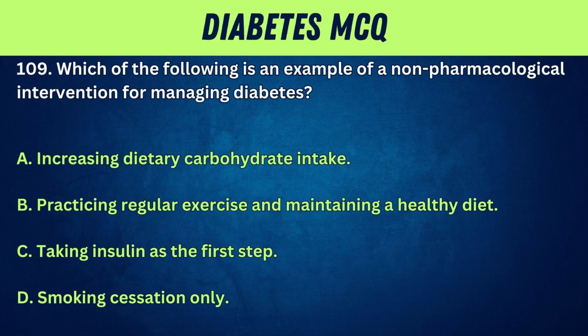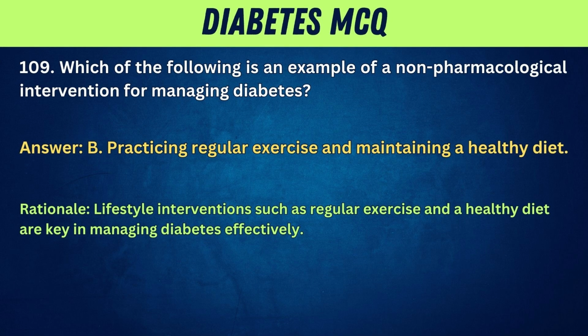109. Which of the following is an example of a non-pharmacological intervention for managing diabetes? A. Increasing dietary carbohydrate intake. B. Practicing regular exercise and maintaining a healthy diet. C. Taking insulin as the first step. D. Smoking cessation only. Answer. B. Practicing regular exercise and maintaining a healthy diet. Rationale. Lifestyle interventions such as regular exercise and a healthy diet are key in managing diabetes effectively.